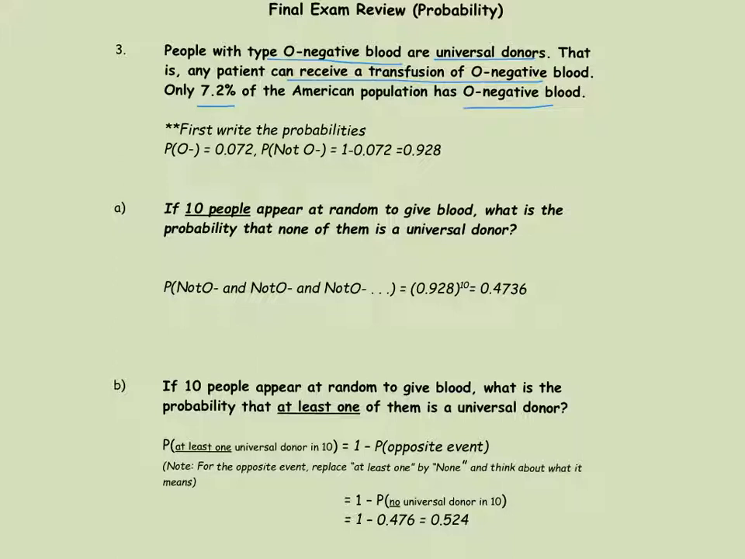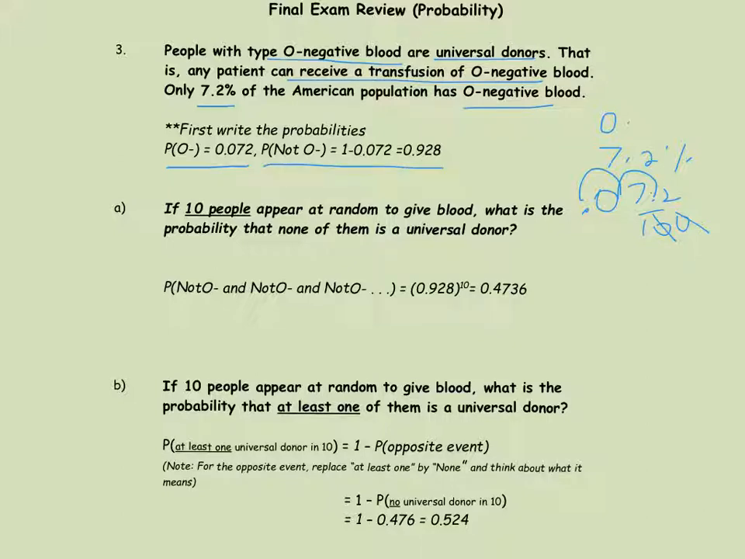So first, as in any other probability problem, write down your probabilities as an equation. So P of, which means probability of, O negative is equal to 7.2%. 7.2% is 7.2 over 100. Shift the decimal point one place to the left for every zero in the denominator, so that would be 0.072.